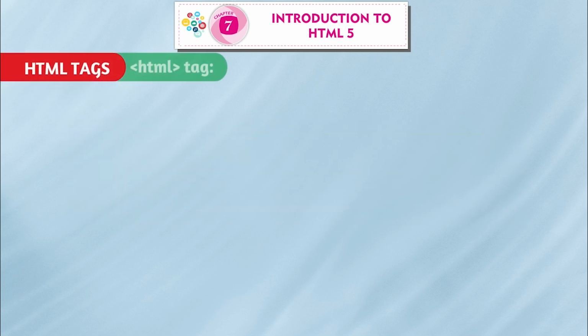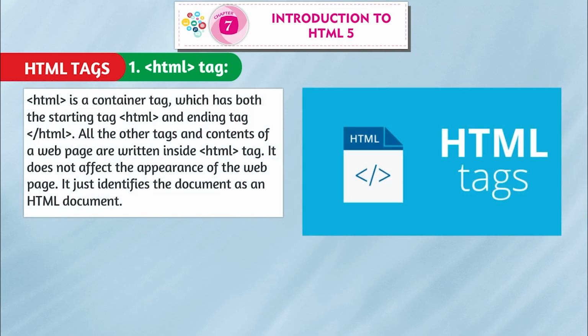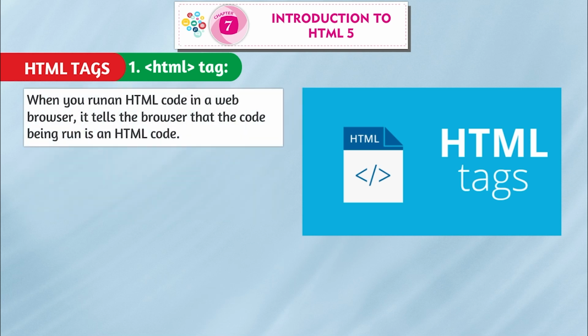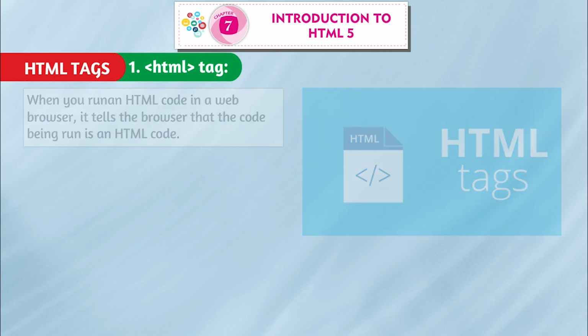HTML text. HTML is a container tag which has both the starting tag HTML and ending tag HTML. All the other tags and contents of a web page are written inside HTML. It does not affect the appearance of the web page, it just identifies the document as an HTML document. When you run an HTML code in a web browser, it tells the browser that the code being run is an HTML code. Syntax.